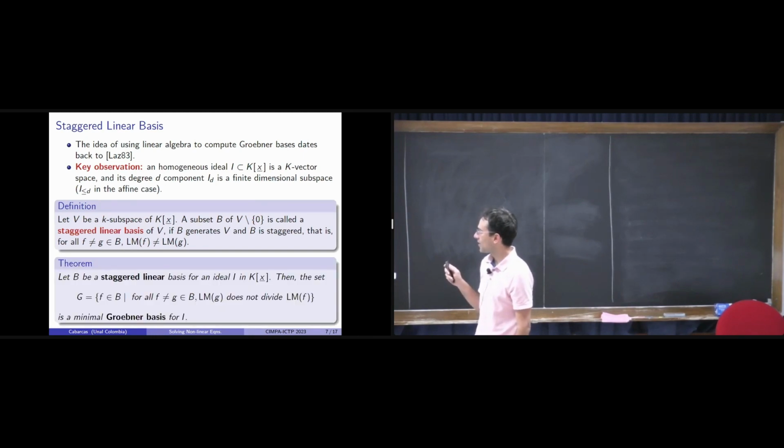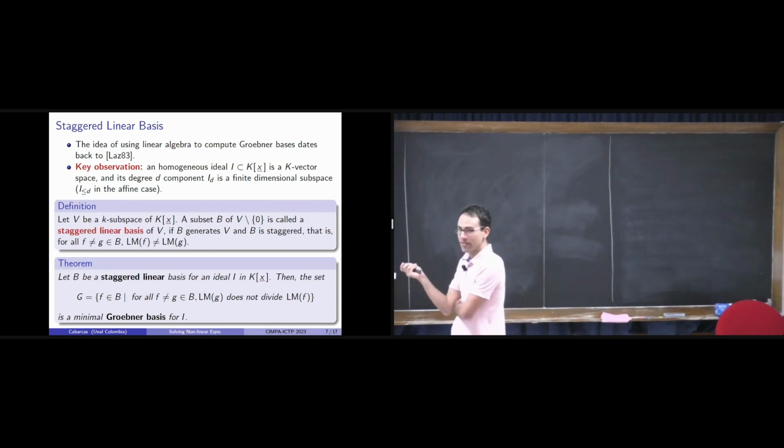All right. And now we have the following result. Let B be a staggered linear basis for an ideal I, which is a vector space. Yes, I is a vector space. I know it is an ideal, but it can also be seen as a vector space. And let's suppose B is a staggered linear basis for an ideal. Then we can extract from that set B a Groebner basis.